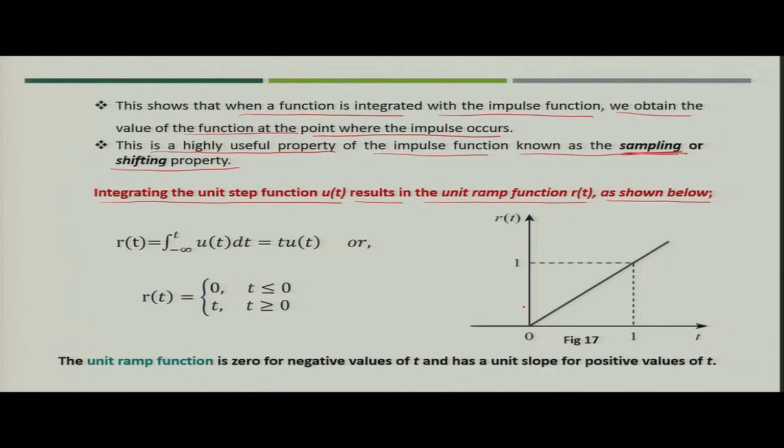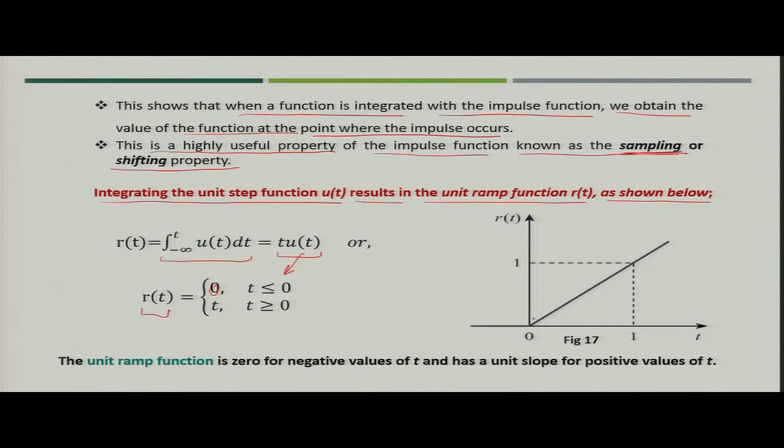Now, you can define the unit ramp function as the integral from minus infinity to t of u(t) dt. You can simply say it is t times u(t). Why? Because u(t) is 0 for time t less than 0 and 1 for time t greater than 0. So the unit ramp function is nothing but 0 at time t less than or equal to 0, and equal to the value t when time t is greater than or equal to 0.